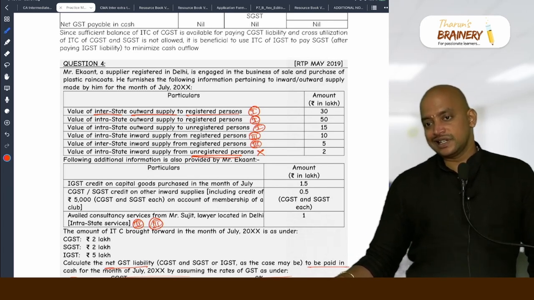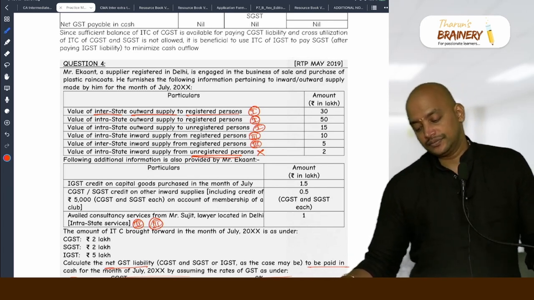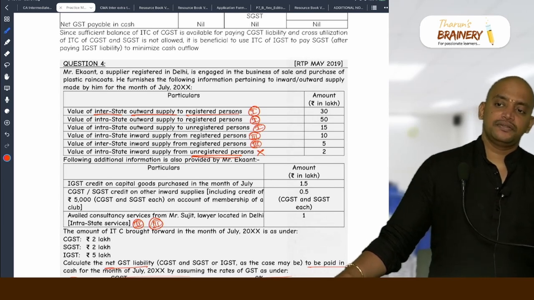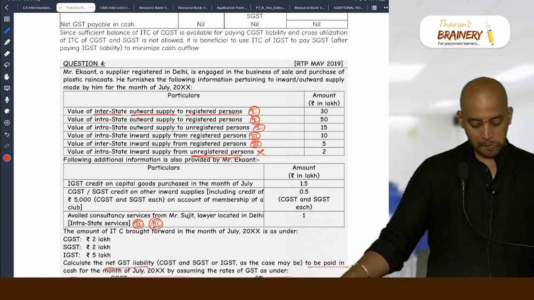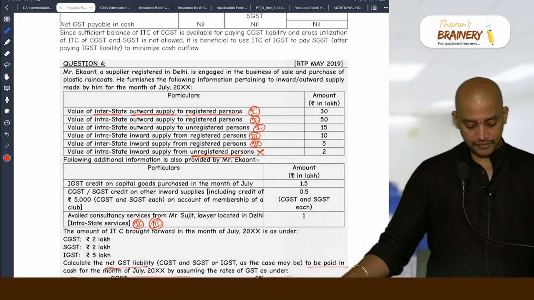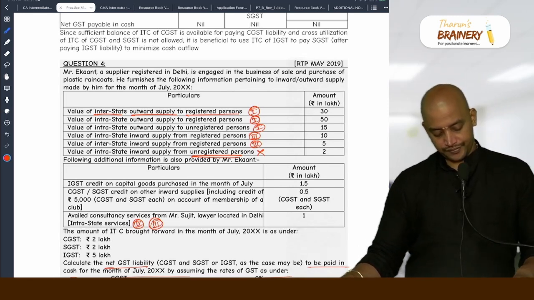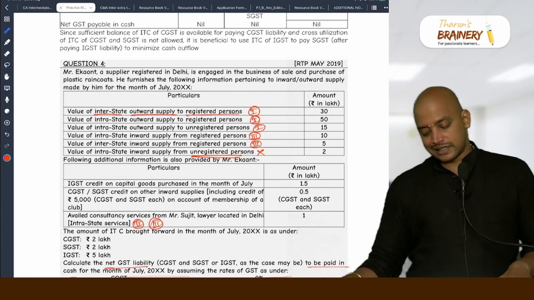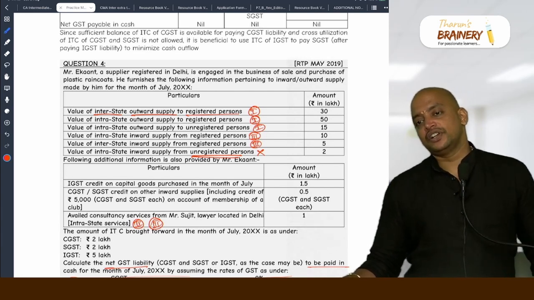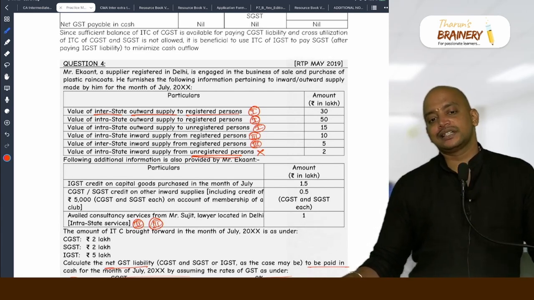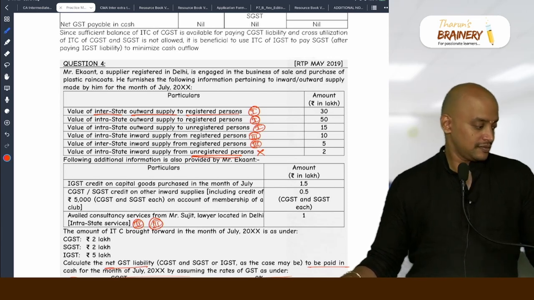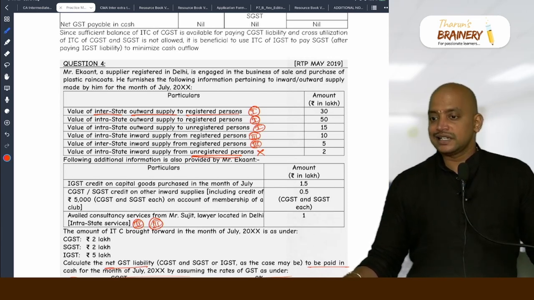How much gross GST payable? Copy paste. 5,85,000, 5,85,000, 5,40,000. Then next, first which credit we will utilize? IGST credit. Minus IGST credit utilized.